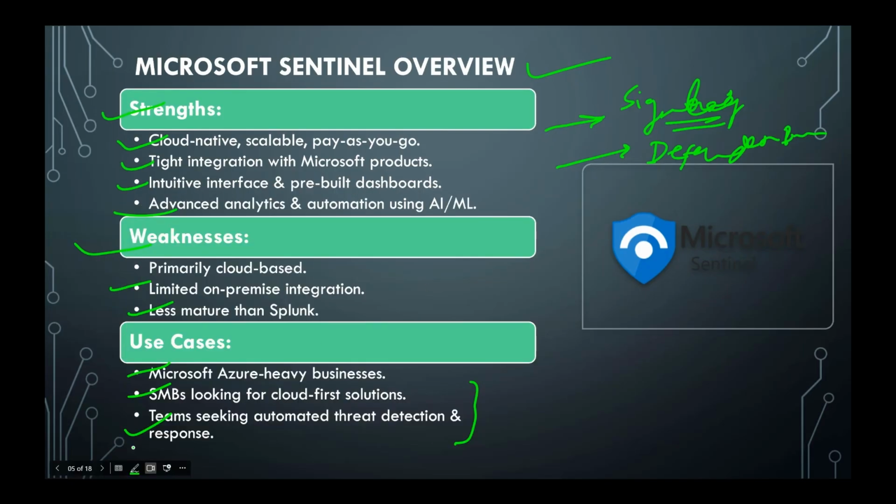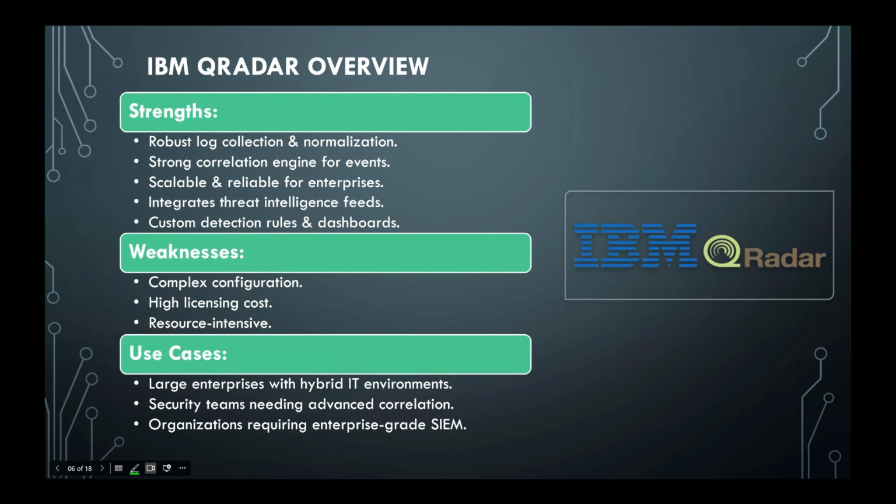So the next one we have IBM QRadar, the enterprise-ready SIEM. QRadar by IBM has long been a staple in the SIEM world. It's often seen as an enterprise-class SIEM solution capable of handling large volumes of data and offering deep integration with a variety of security tools.